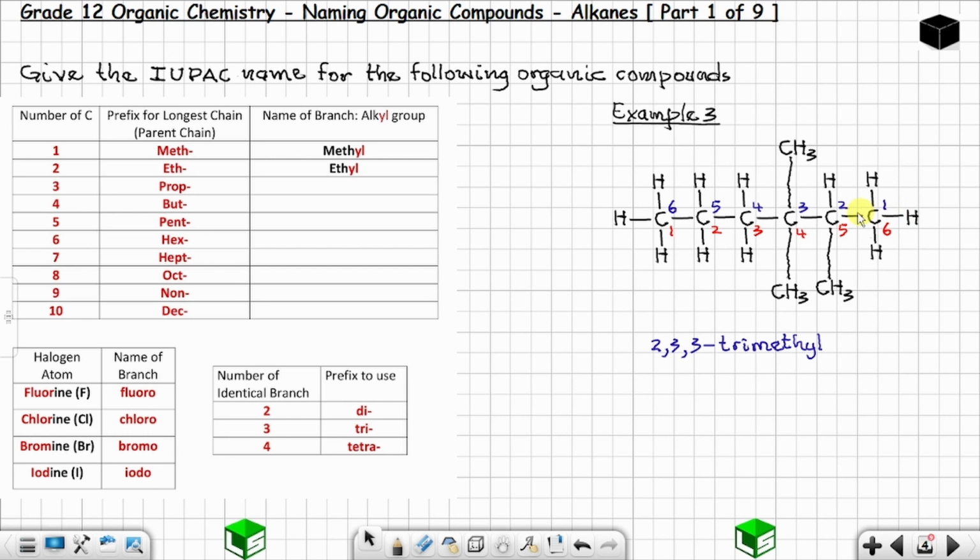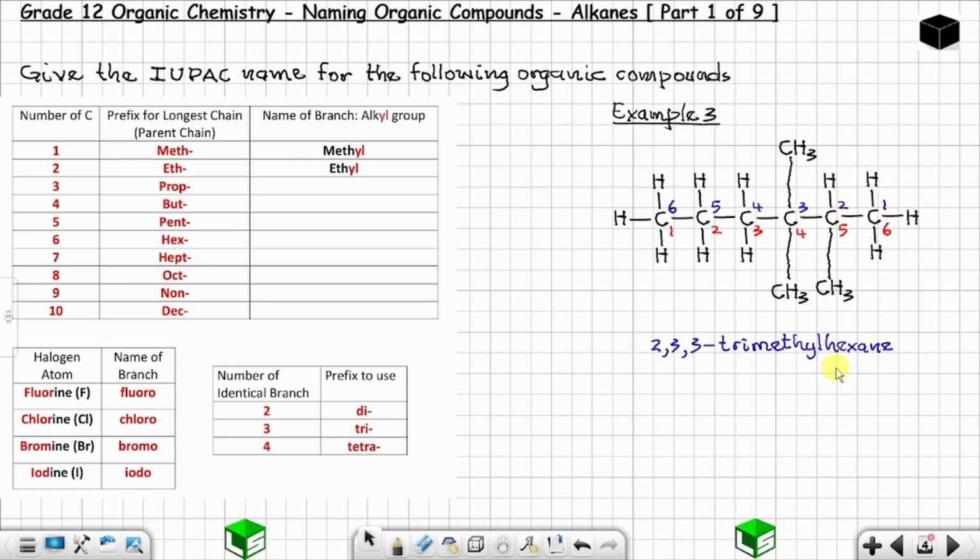And now the parent chain is made up of 6 carbons, you can see. So you are going to use the prefix hex. So it will be hexane. So the name is 2,3,3-trimethylhexane. And you have that hyphen or the dash between a number and a letter.